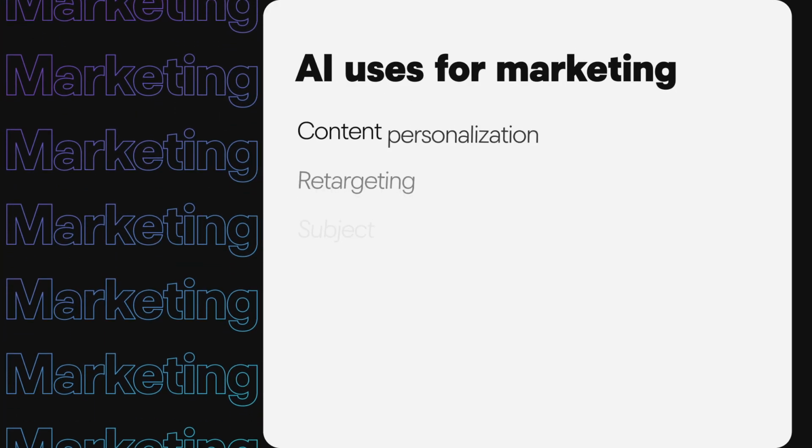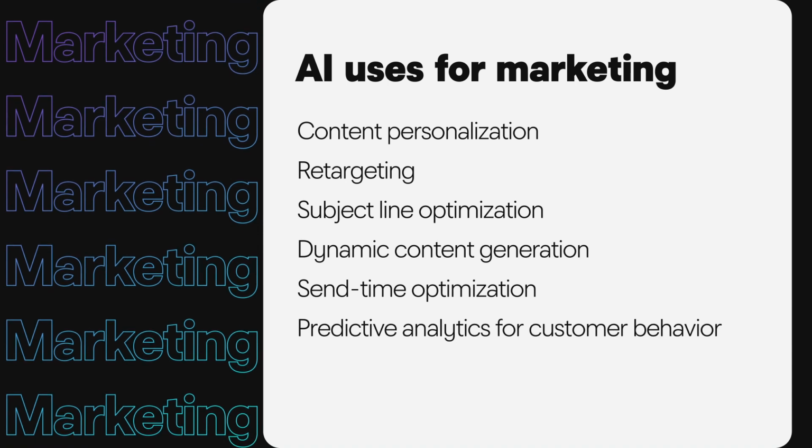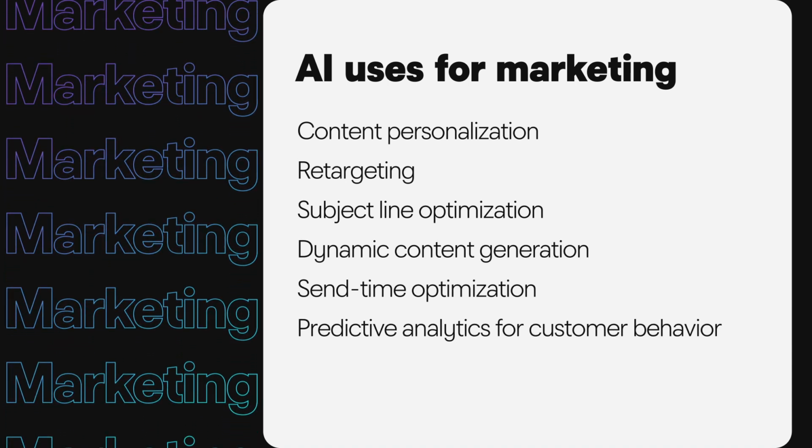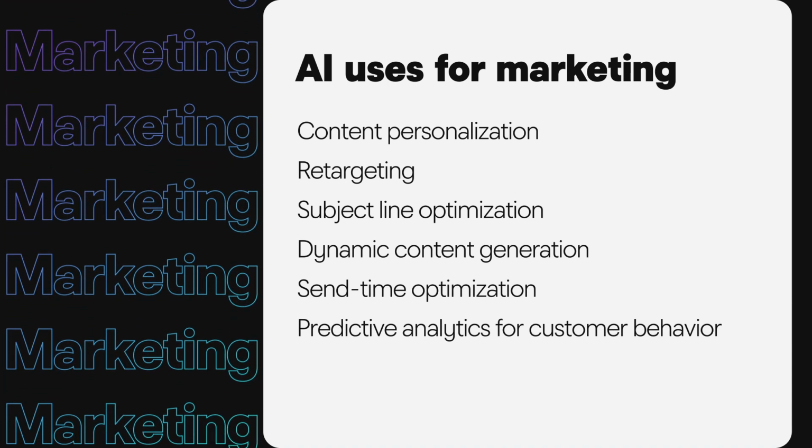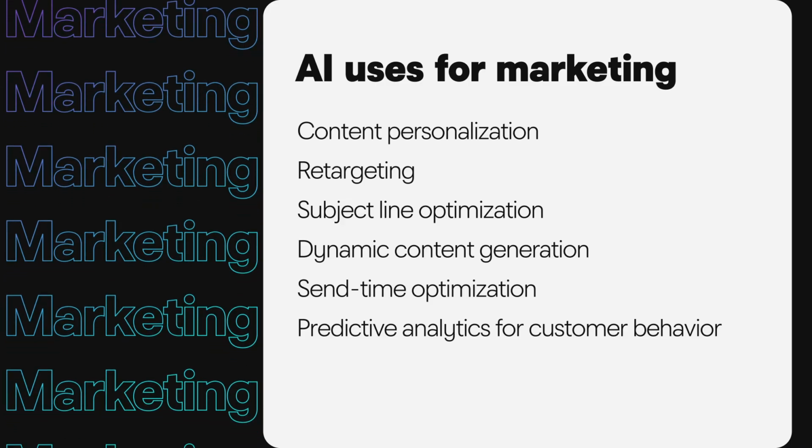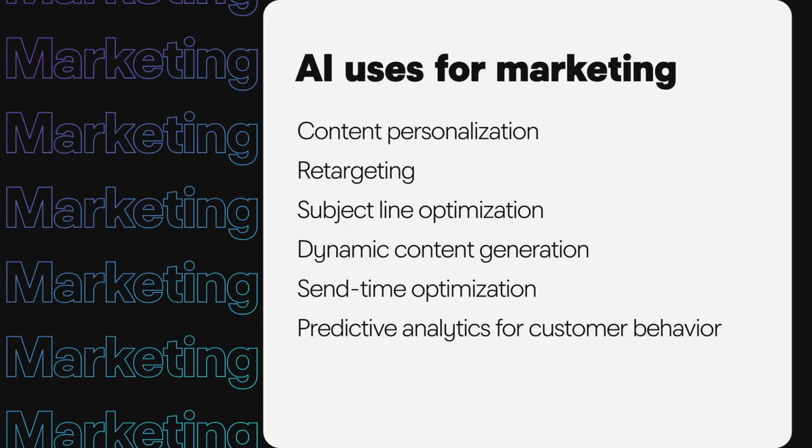AI can be used for so many things that it can be overwhelming. So we'll stick just within the view of email marketing. Among the elements marketers use AI for are content personalization, retargeting, subject line optimization, dynamic content generation, send time optimization, and predictive analytics for customer behavior.